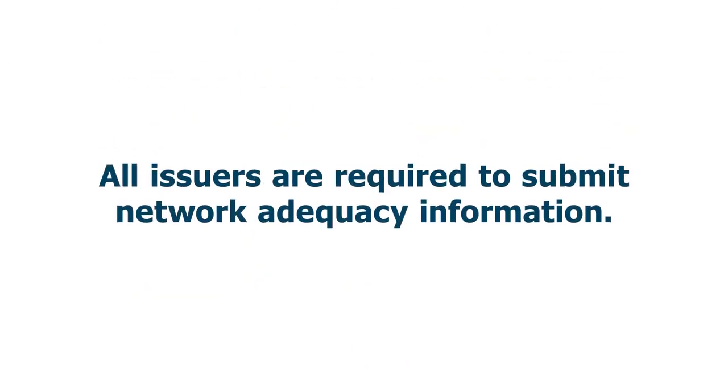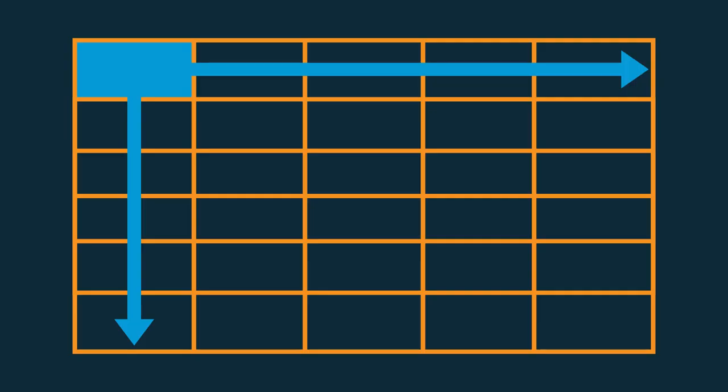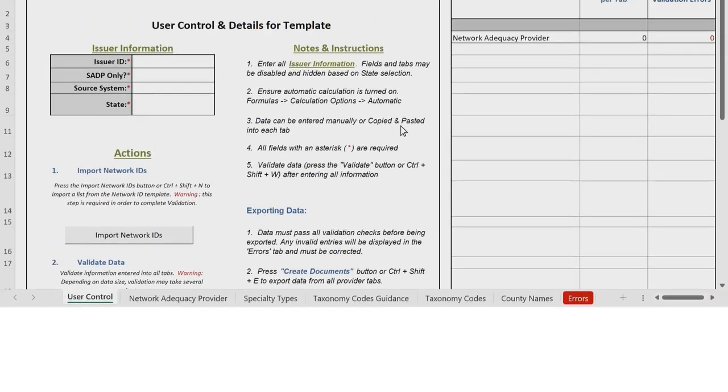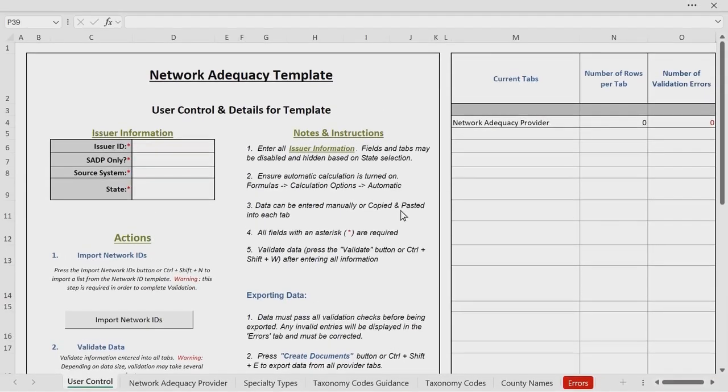All FFE issuers, including issuers in states performing plan management functions and state-based exchanges on the federal platform, or SBEFPs, are required to submit network adequacy information by completing the Network Adequacy Provider tab of the Network Adequacy template. When filling out templates in the QHP application, start in the top left corner and fill out fields moving down and to the right until all required fields are completed. Now let's walk through filling out the Network Adequacy template with sample data. Before you begin, make sure you have the necessary plan and provider information to successfully complete this template.